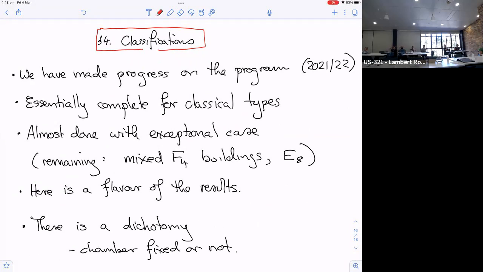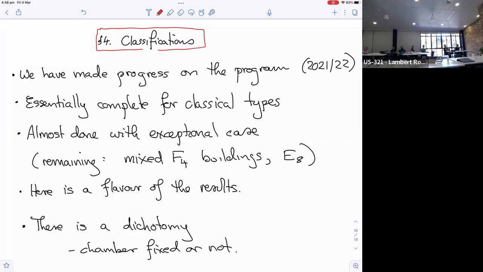I won't say more about that, because somehow the exceptional types are a bit more exceptional. So the classical types, that paper will be out fairly soon. It's just sitting on my desk requiring some beautification or something. And we're sort of almost done with the exceptional cases too, except a bit like Jeroen, maybe for different reasons, I'm not sure. E8 is still a bit of a mystery. And also the really exotic mixed F4 buildings. We can probably do it, I guess.